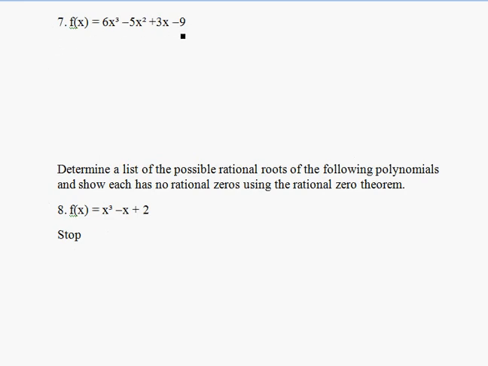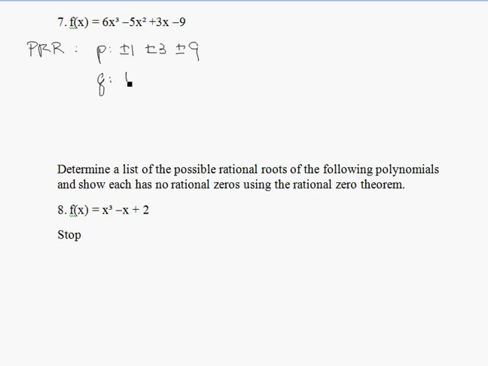So again, let's find the list of possible rational roots. My p-values are the factors of 9, which are plus or minus 1, plus or minus 3, and plus or minus 9.